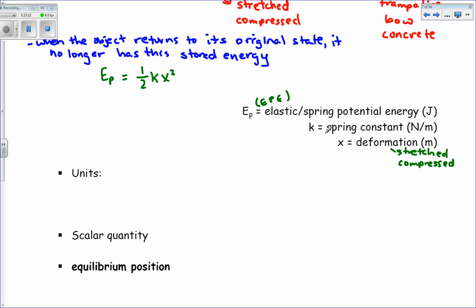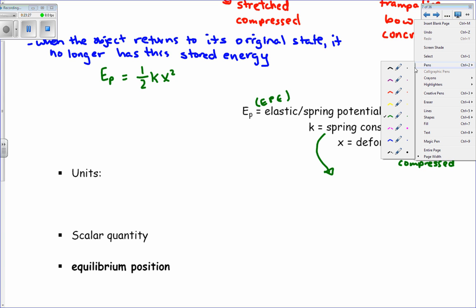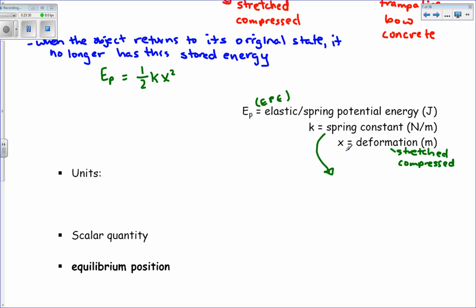Now, just a little note about that spring constant. It is a measure of how easy it is to stretch or to deform an object. And it's unique to each object.